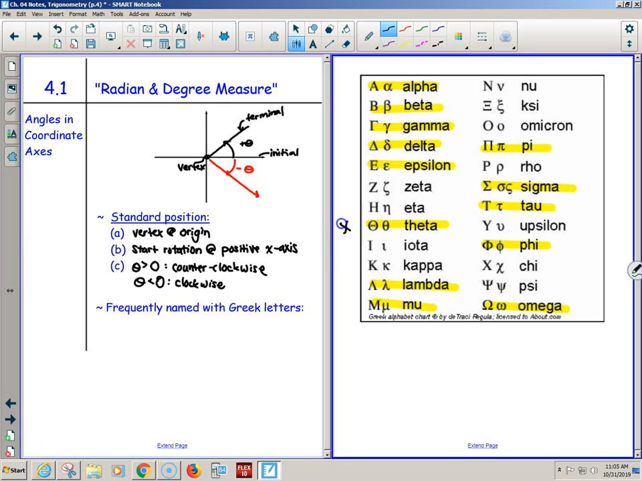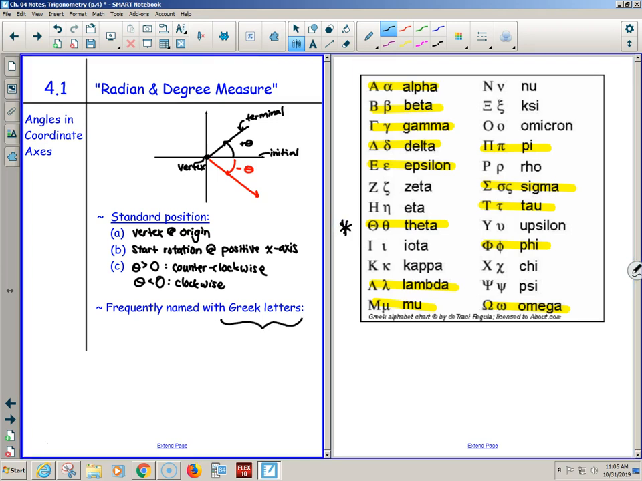Now, in geometry, didn't we talk about how capital letters were angles and lowercase letters were sides? Is that still a thing? Yeah, it's still kind of a thing. But as you get a little bit deeper in math, we also start using Greek letters to signify angles. But I want you to write down the whole Greek alphabet.